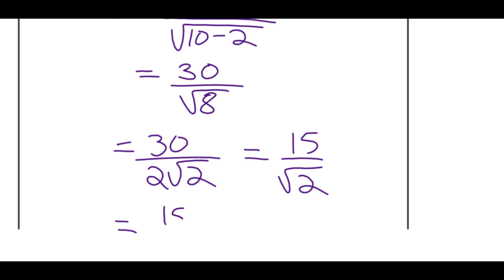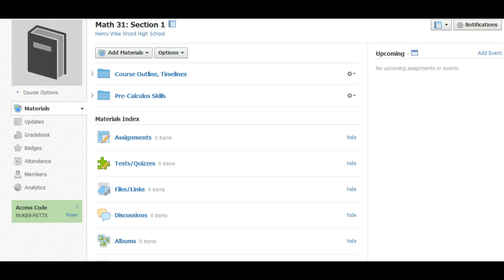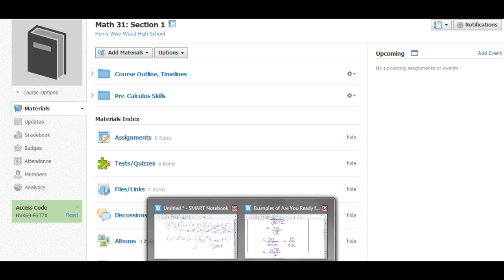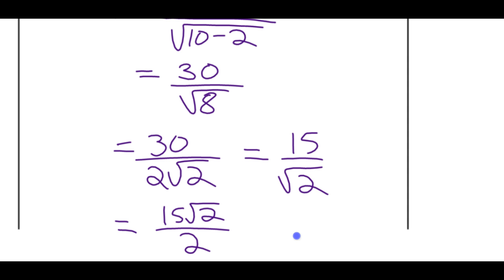So if I wrote 15 root 2 over 2, would anybody get too excited and say, where did that come from? Okay. Here's what it came from. You're going to multiply by root 2 over root 2, right? That's rationalizing the denominator. You multiply by the same radical. Okay, so we get 15 root 2 over 2. Nothing simplifies. Now we're done.